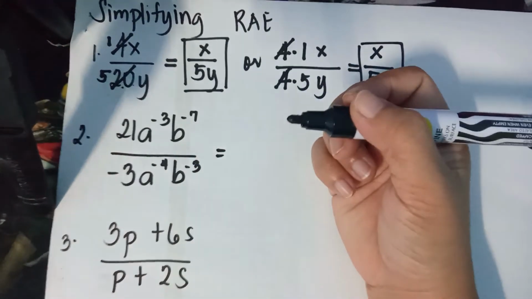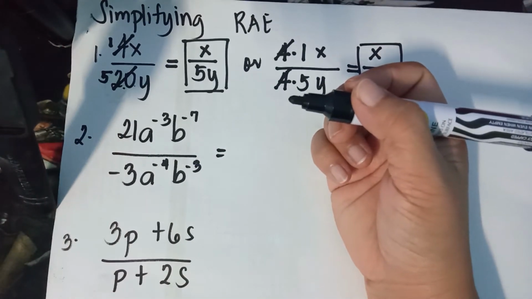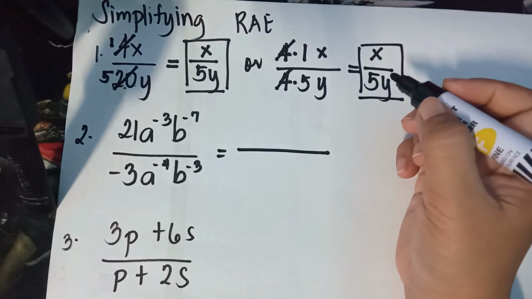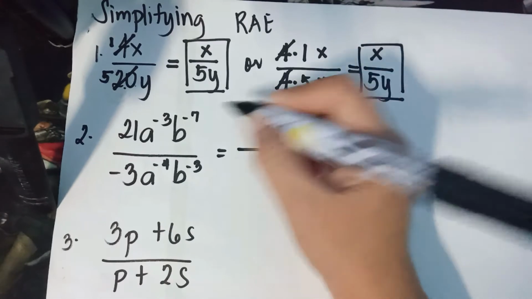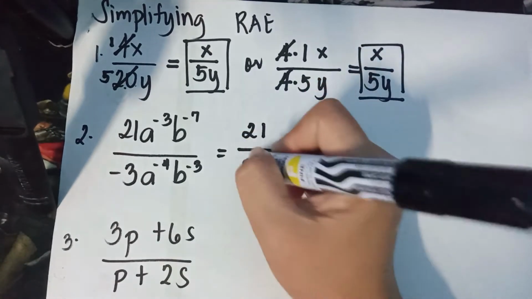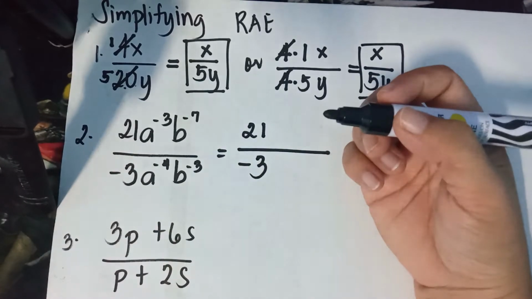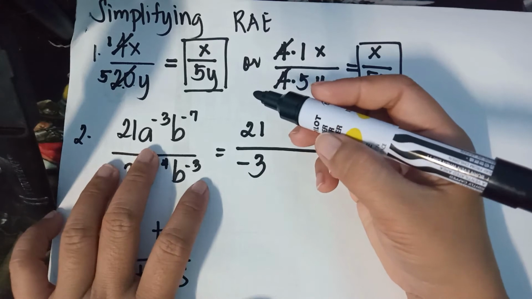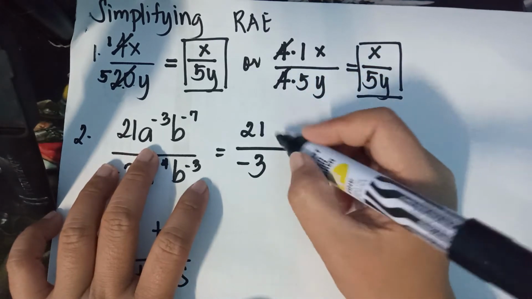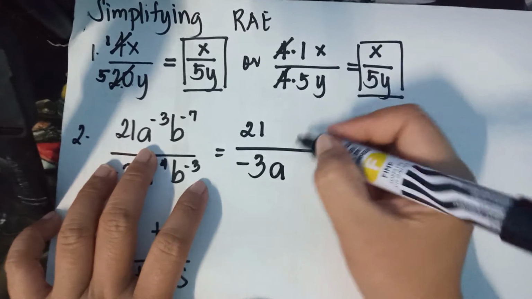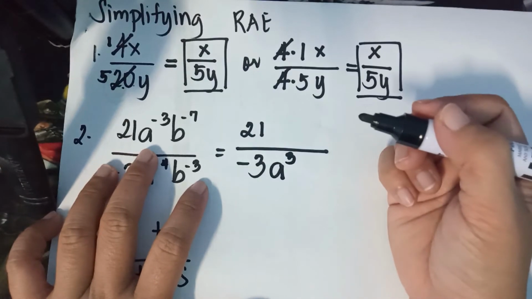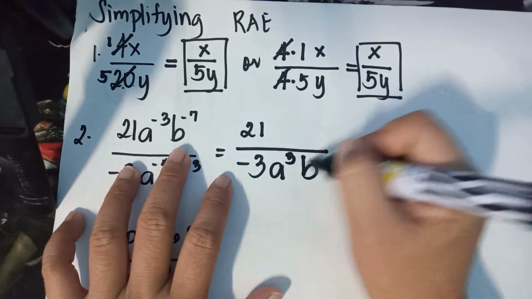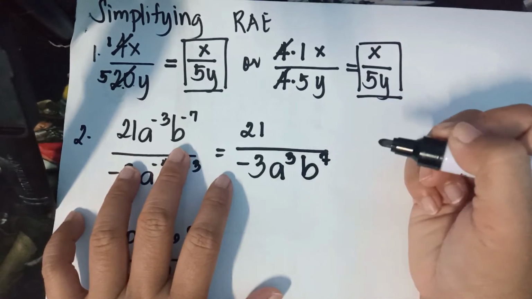Next, what if there is a negative exponent? All you need to do is change this to positive by changing its position. Example, we have 21 and negative 3. Just copy the numerical coefficient. Next, since a raised to negative 3 is negative, change the position. That will become our denominator. We have a cubed. Next, b raised to negative 7 will become the denominator, which is b raised to 7.